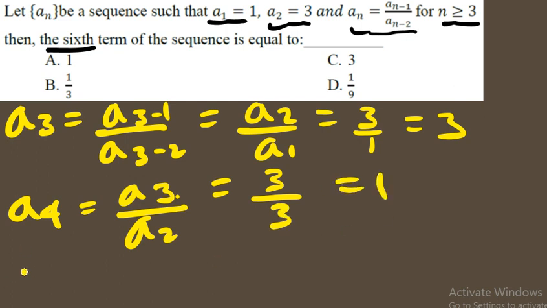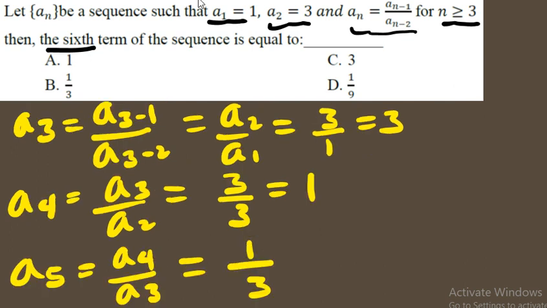What about A5? A5 is equal to A4 over A3. Let us use our space properly. So A5 will be A4 over A3, where A4 is 1 and the third term is 3. Now our question is the sixth one. So obviously, as you see the pattern, for the third, 2 over 1, for the fourth, 3 over 2, for the fifth, 4 over 3. So for A6, what do you expect?